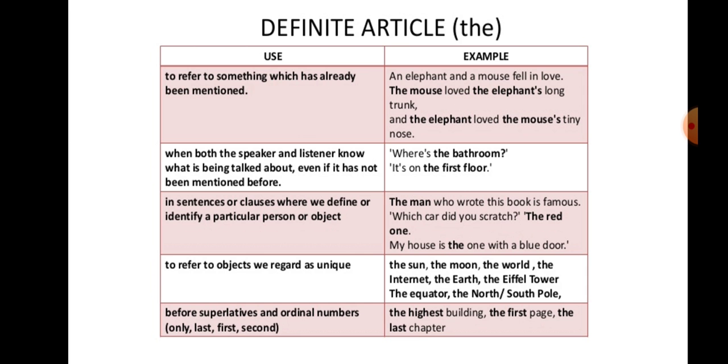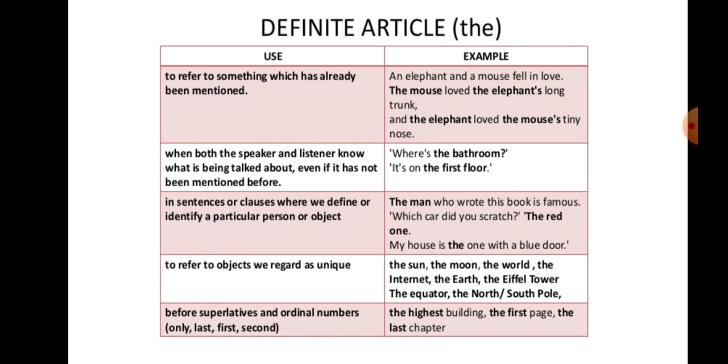Now next, to refer to objects we regard as unique. Whatever you feel is unique, in front of that you will always use the definite article, like the sun, the moon, the world, the internet, the earth, the Eiffel Tower, the equator, the north or south pole. So in front of these things which are unique, you use the definite article.